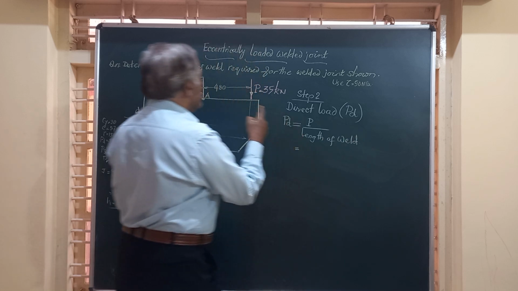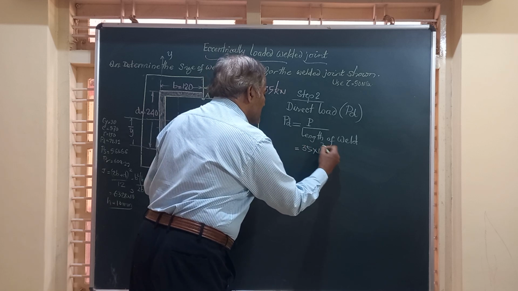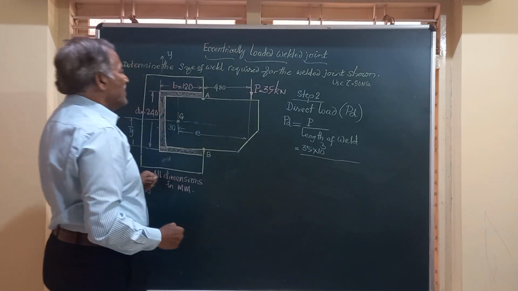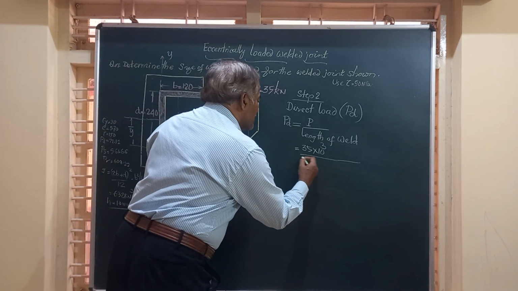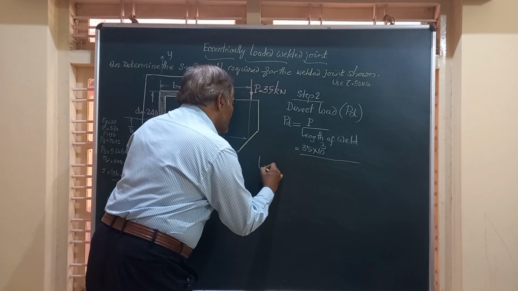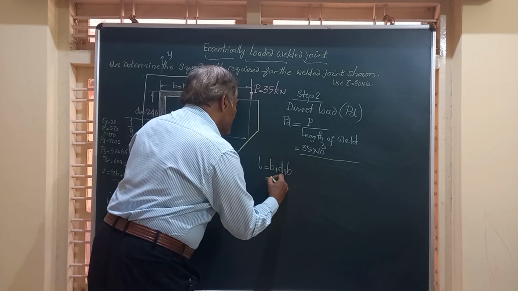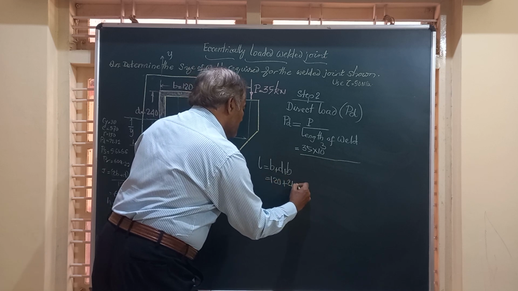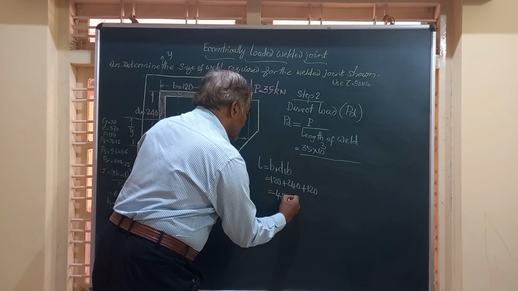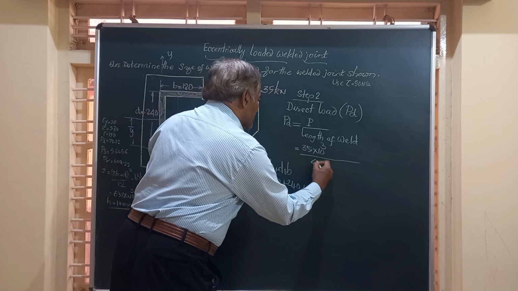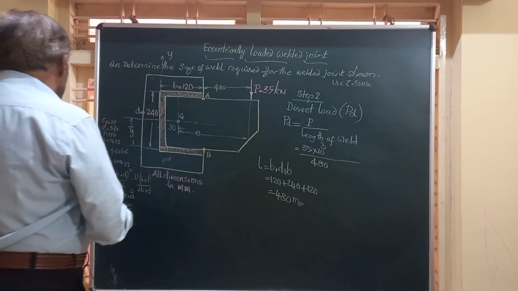Friends, what is the load given here? The load is 35 kilonewton. 35 into 10 to the power of 3 Newton divided by length of weld, which is B plus D plus B. So you can say L is equal to B plus D plus B, that is 120 plus 240 plus 120. This works out to 480 mm. So I am going to substitute here. And friends, you get this value of PD as 72.12.